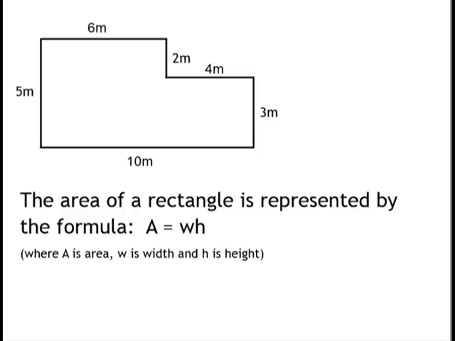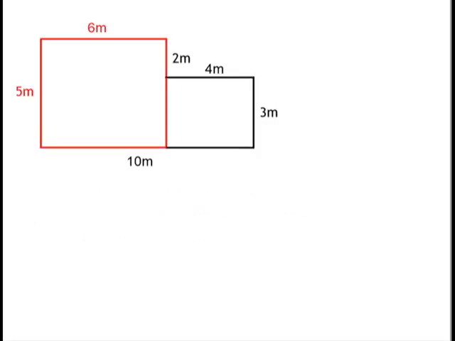Now we know the area of a rectangle is represented by the formula area equals width multiplied by height. That's for the area of a rectangle though. We haven't got a rectangle here. We've got a rectangle that looks like it's had a bite taken out of the top right corner. But we could cut it into two shapes down there and get two rectangles out of it. So now I can apply my formula to the two separate rectangles that I've found myself with.